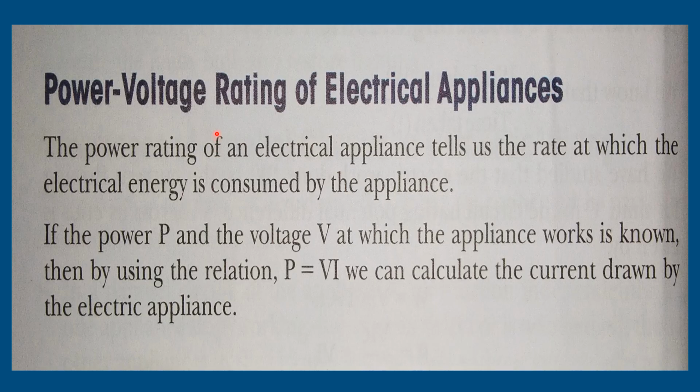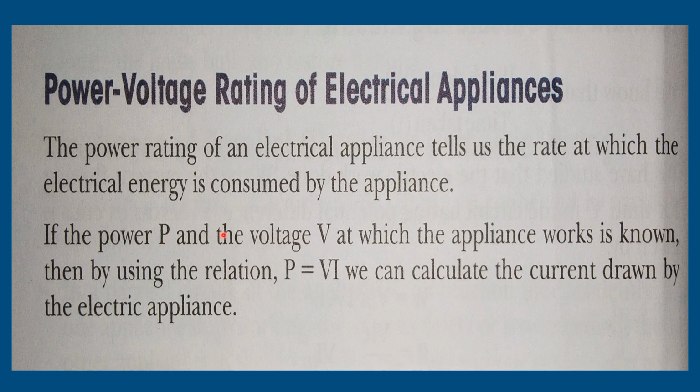Now let's see the rating of electrical appliances, that is power and voltage rating, meaning the usage of power or voltage by the electrical appliance. The power rating of an electrical appliance tells us the rate at which the electrical energy is consumed by the appliance. So for any electrical appliance which you are using, its power can be known by the rate at which electrical energy is consumed by it.